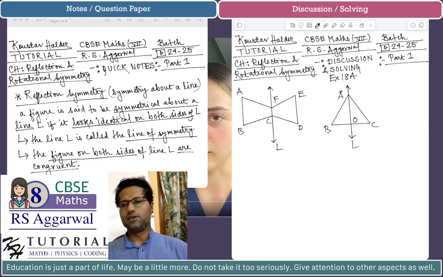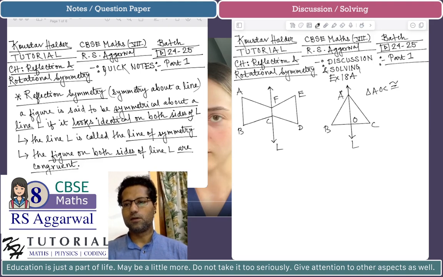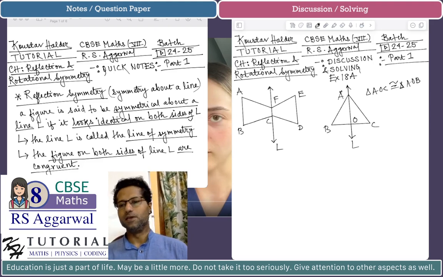Now, when I say the triangle ABC is symmetrical about the line L, I mean that triangle AOC will be congruent to triangle AOB. This is what it means, that the triangle ABC looks identical on either side of the line of symmetry, or this line L.